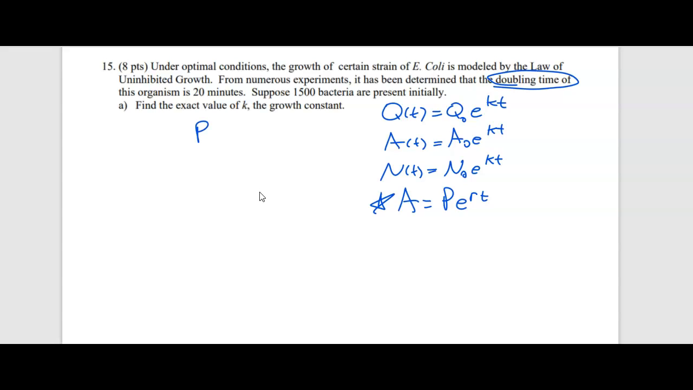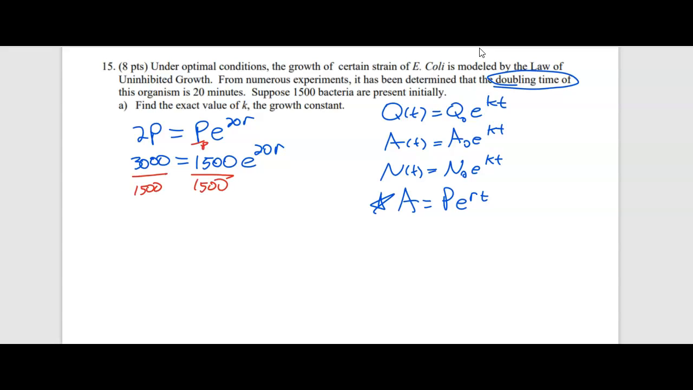Doubling time. So for doubling time, technically, it should be P and 2P. It doesn't matter how much you start with, it'll double after 20 minutes. But a lot of students don't like to do it algebraically like this, so you could just stick with, it doesn't matter, like the 1500. That's fine as well. If I run it for 20 minutes, it'll double. That's fine too. Either way, to solve for the R, the growth constant, they're calling K, R, whatever, you need to get rid of this coefficient.